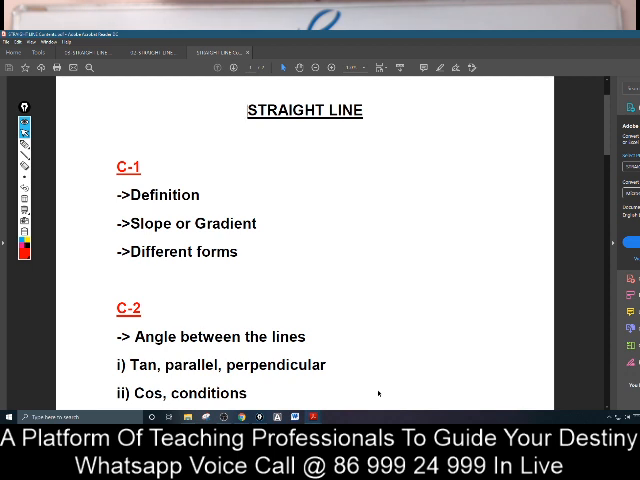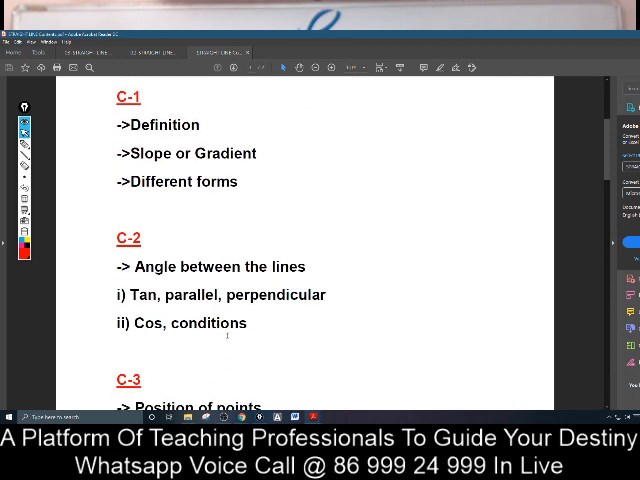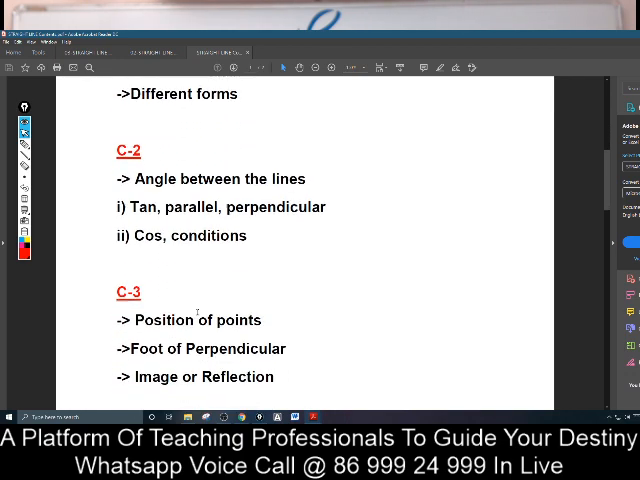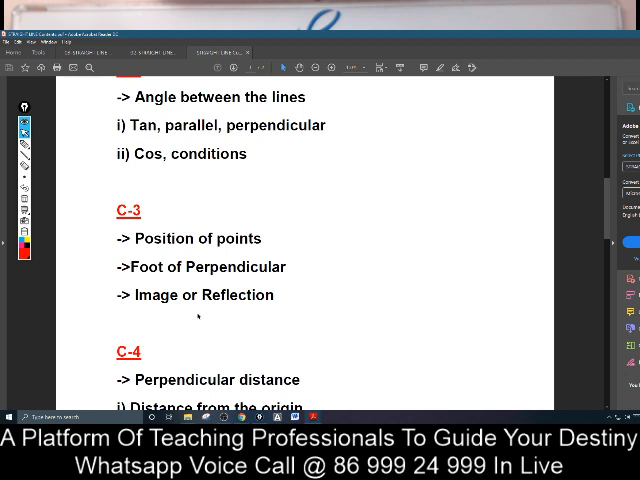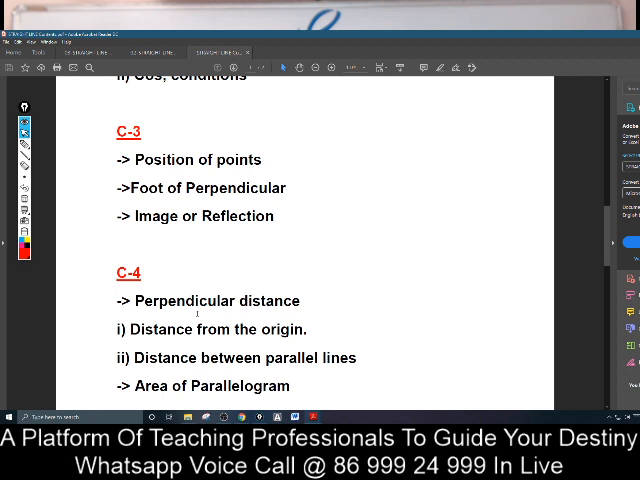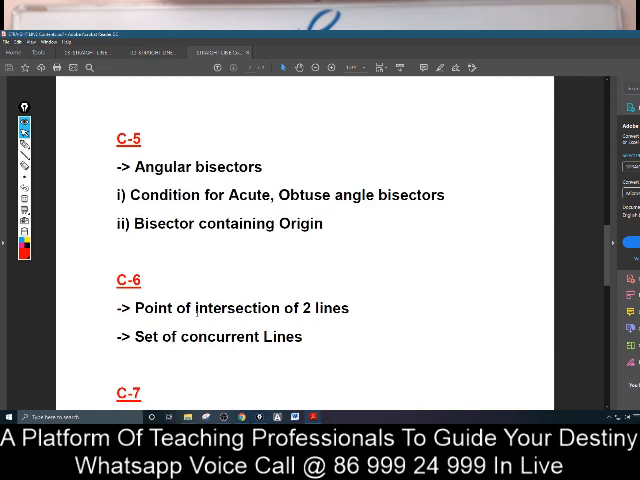Please respond. So C1, concept 1 of straight line, I have taken to be definition, slope or gradient, and different forms. And concept 2, that is in the next session, we're going to discuss angle between the lines, tan theta, parallel, perpendicular, and cos and the related conditions. C3, position of points and foot of perpendicular, image or reflection. C4, perpendicular distance, distance from the horizon. And subtopic is distance between parallel lines, and later on area of parallelogram.